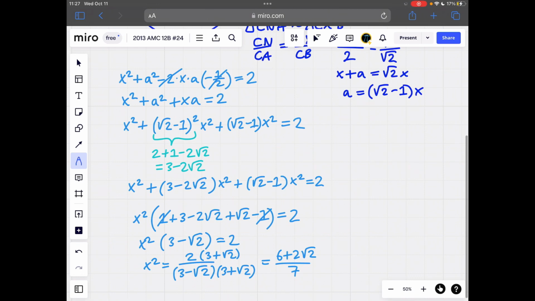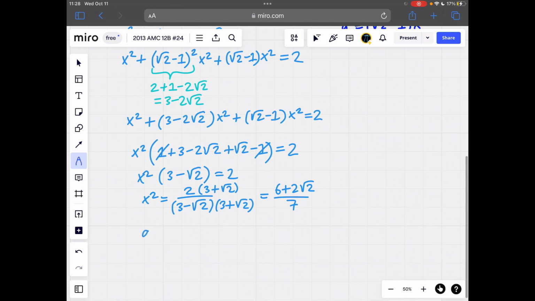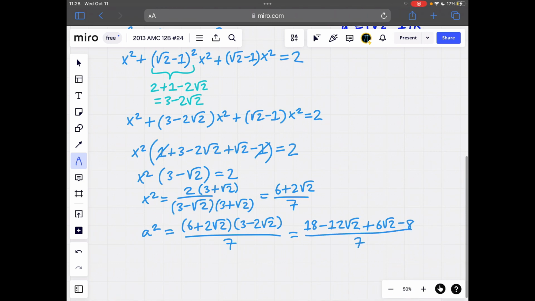We want a squared, not x squared. So we've got to multiply by root 2 minus 1 squared. We have a squared is equal to 6 plus 2 root 2 times root 2 minus 1 squared, which is 3 minus 2 root 2, over 7. This is the value of a squared. Now this is equal to 18, 6 times 3, minus 6 times 2 root 2, which is 12 root 2. And then plus 2 root 2 times 3 is plus 6 root 2. And minus 2 root 2 times 2 root 2 is minus 8. And all of that over 7. This is equal to 10 minus 6 root 2 over 7.